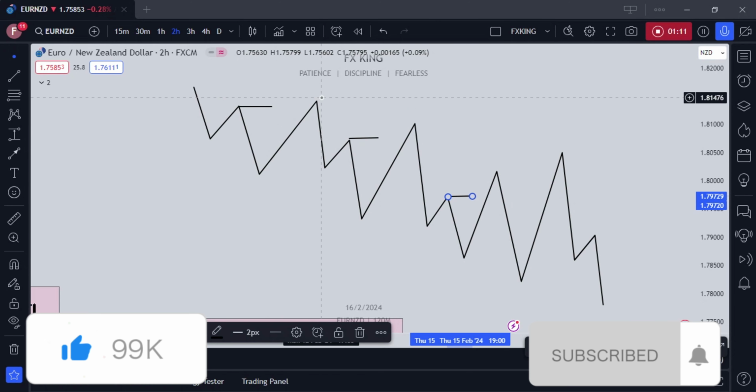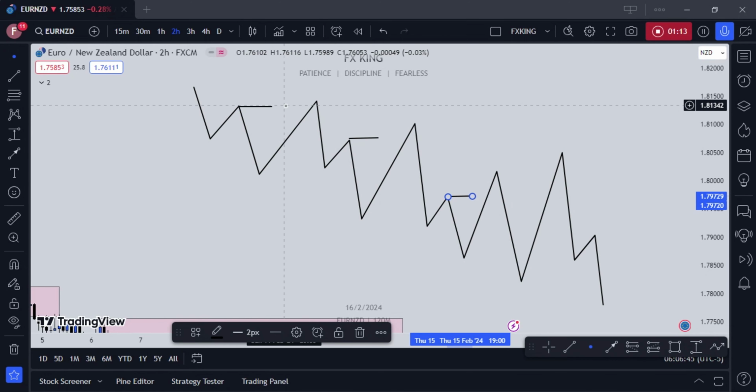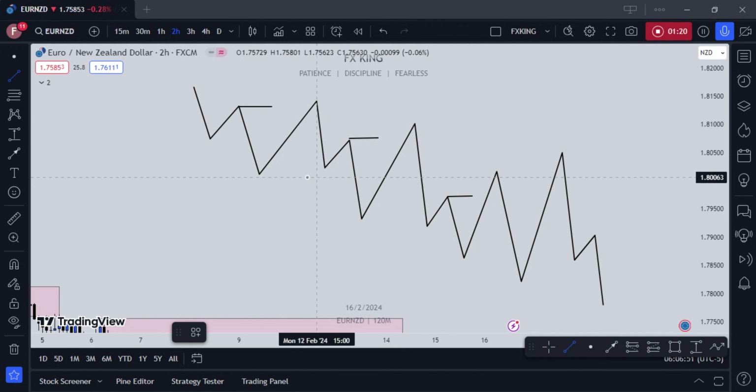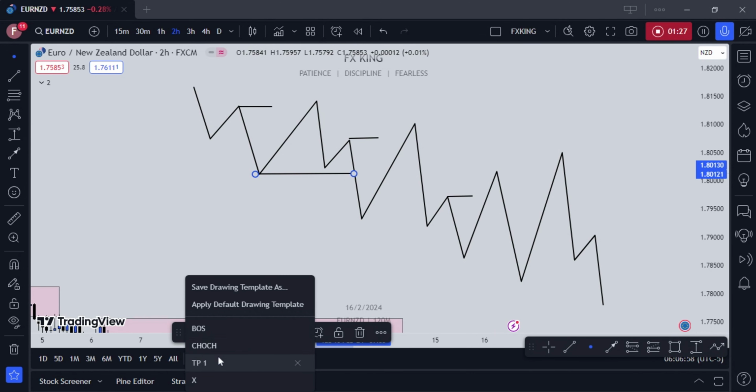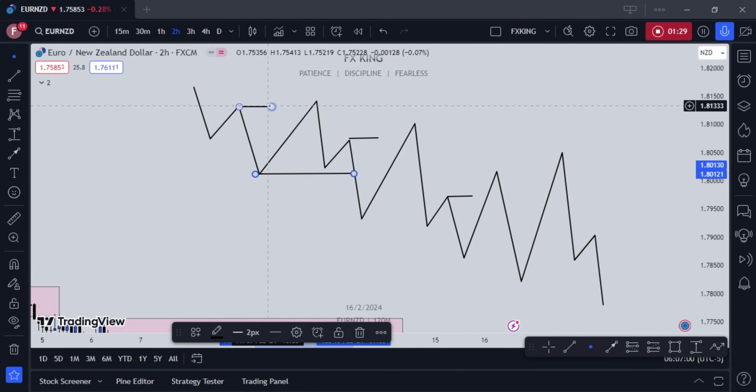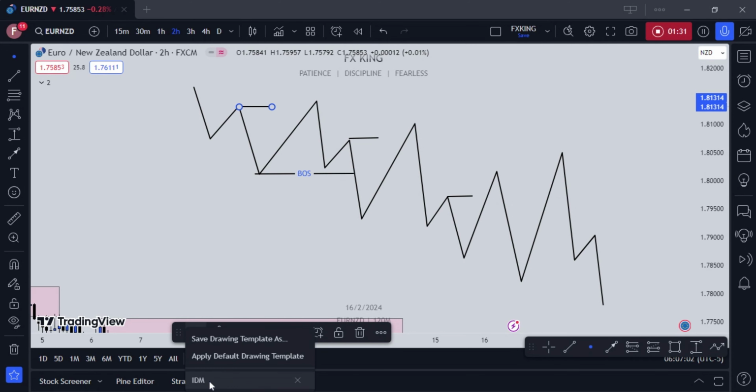Now we wait for price to go above the high. And when price goes above the high, it breaks structure. We have a valid break of structure. This is our valid break of structure here, and this is our level of inducement here.